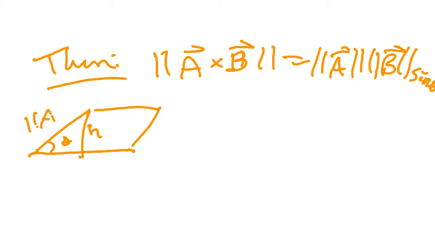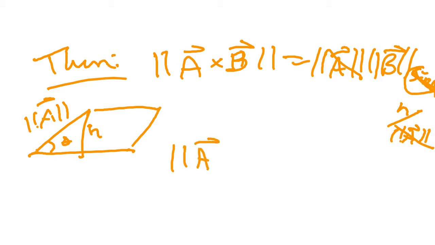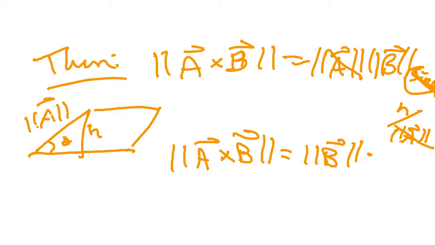This is the norm of a vector, right? So we have the sine of theta, we said, is h over the norm of a, opposite over hypotenuse. Instead of sine theta, we can do this, and then the a vectors cancel out as well, right? So we've got the norm of a vector cross b vector equals the norm of b vector times h, right?